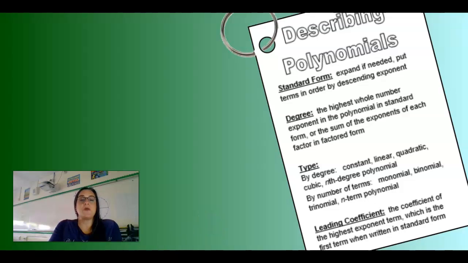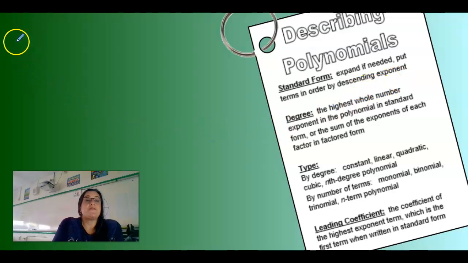Hey, welcome to our notes for describing polynomials. And before we get started with the examples, we're going to look at the vocabulary for this lesson. We'll start with standard form. So a polynomial is written in standard form when its terms are listed in order by descending exponent.